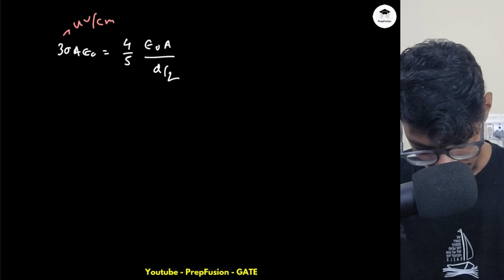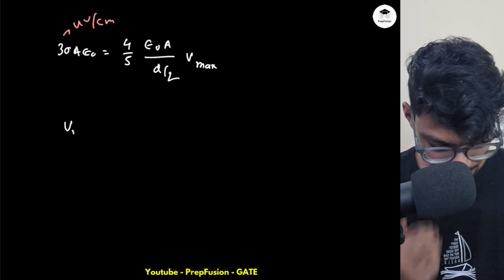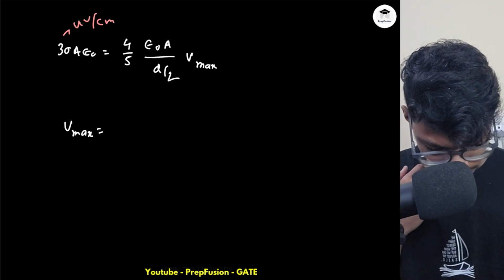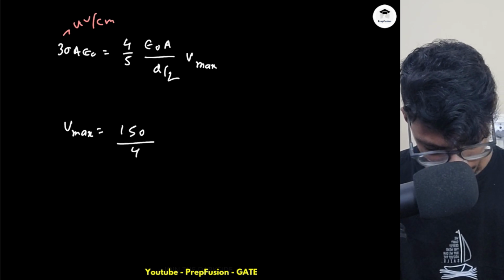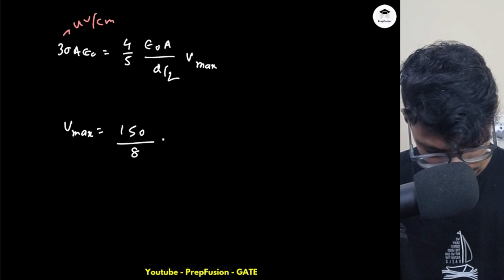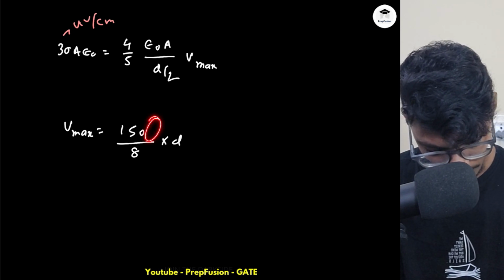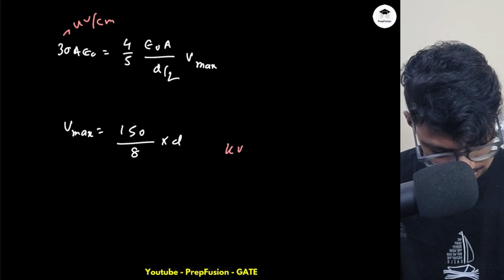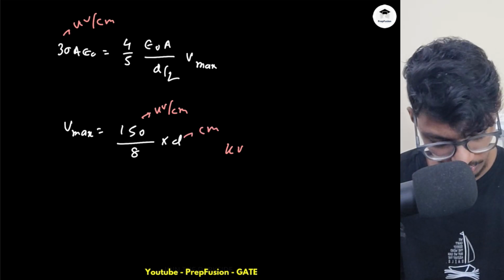And here what else is there? Obviously V max will be there. So V max will be equal to this. It will be 150 divided by 4, now divided by 8 into d. Now remember this is in centimeter, and I need the answer in kilovolt. This is in kilovolt per centimeter, so I need to write this d in centimeter as well. So I will replace this d in centimeter.